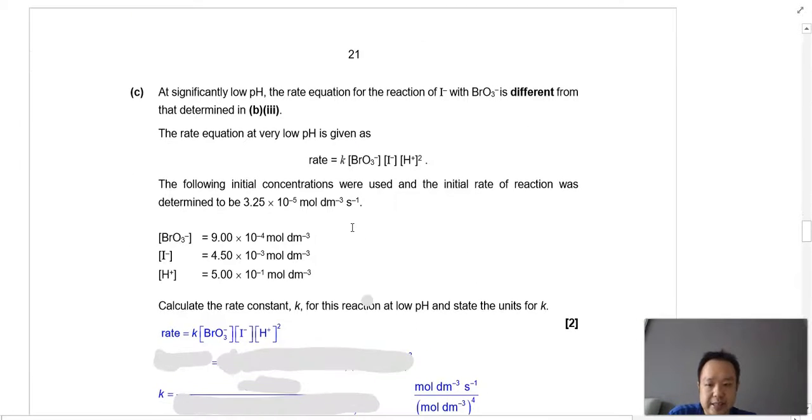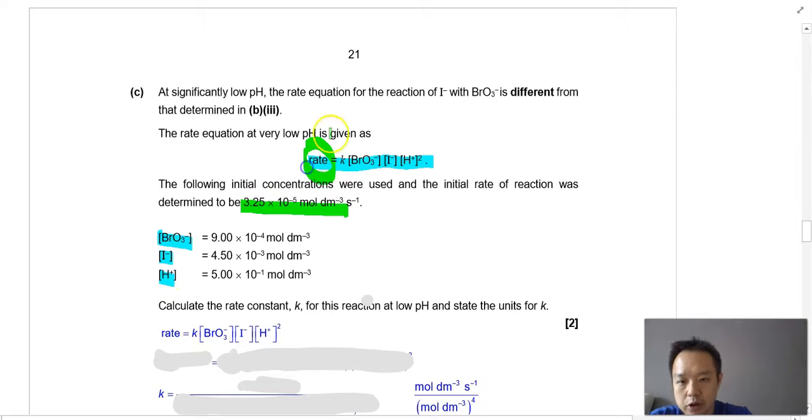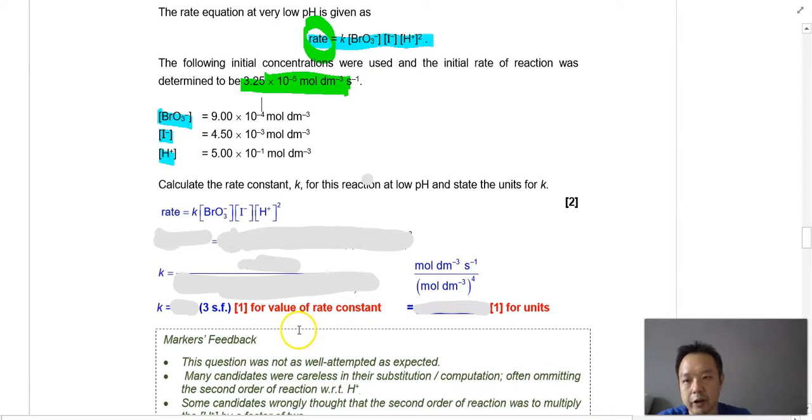Okay, let's move on to C. In C, if you read the question, at significantly low pH, which means it's a different condition, the rate equation is different. And the rate equation is given as this. So you're given the concentration of BrO3 minus, I minus, and H plus, and you're given the initial rate. So substitute your rate and your concentrations into the equation. You should be able to find your rate constant.